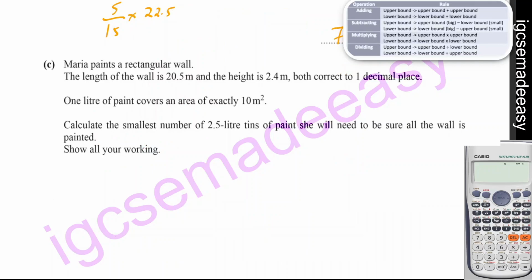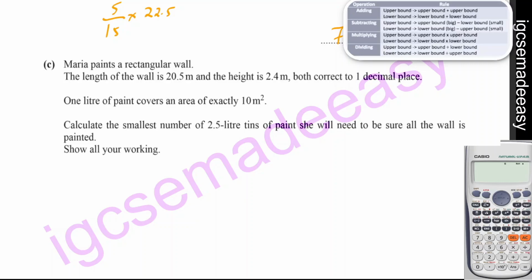Part C. Maria paints a rectangular wall. The length of the wall is 20.5 meters and the height is 2.4 meters, both correct to one decimal place. I have placed a table on the top of this question. In the case of multiplication, to find the upper bound or maximum value, we need to multiply the upper bound with the upper bound of the other value. Just remember that case.